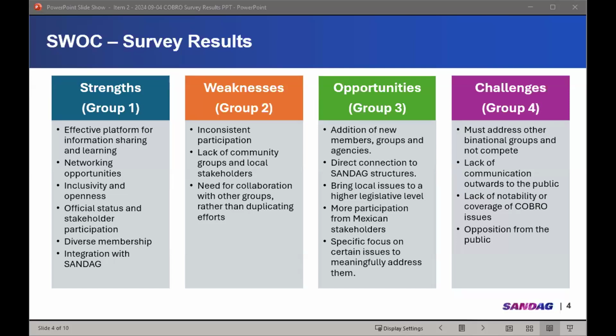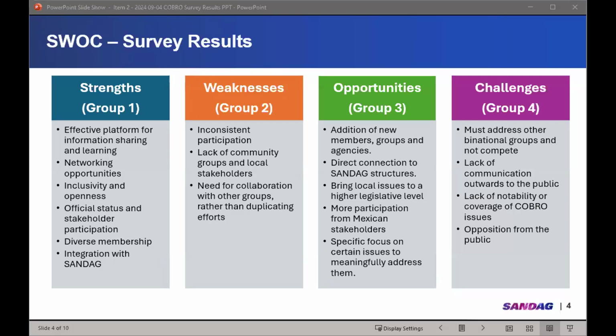Go ahead, Jose. This is Roger. Just wanted to ask for a clarification on Group 4 challenges, the last item, opposition from the public. It's my understanding that COBRO is open to the public, or was it just local agencies, both the US and the Mexican side? It's open to the public. Any meeting that SANDAG puts on typically has to be available for and accessible to the public. We're not a closed door session.